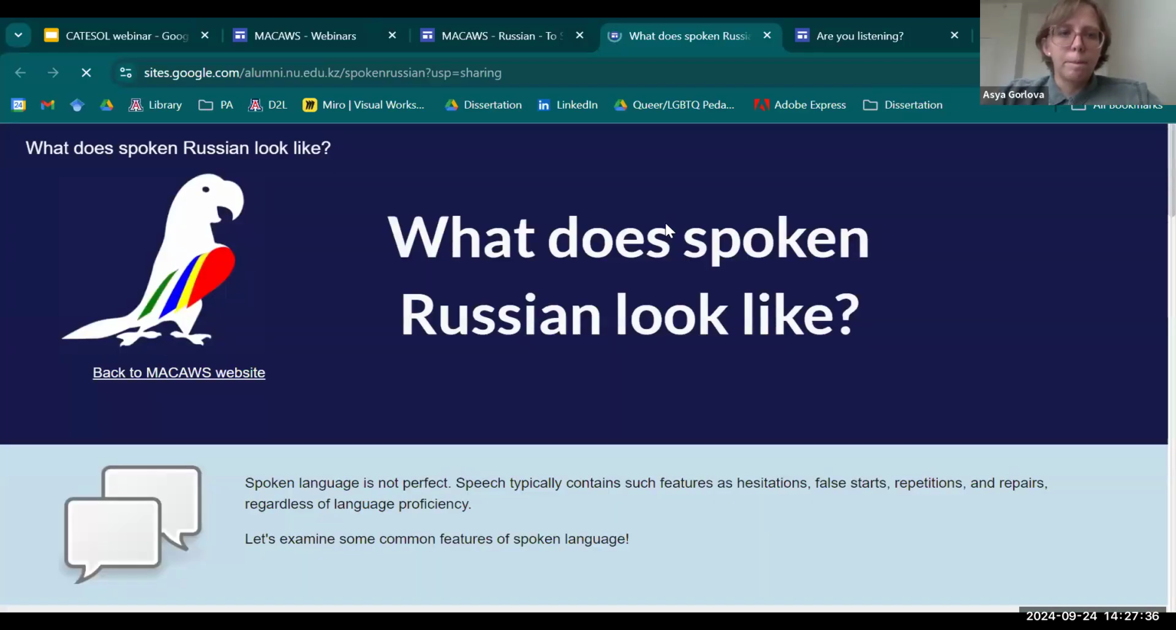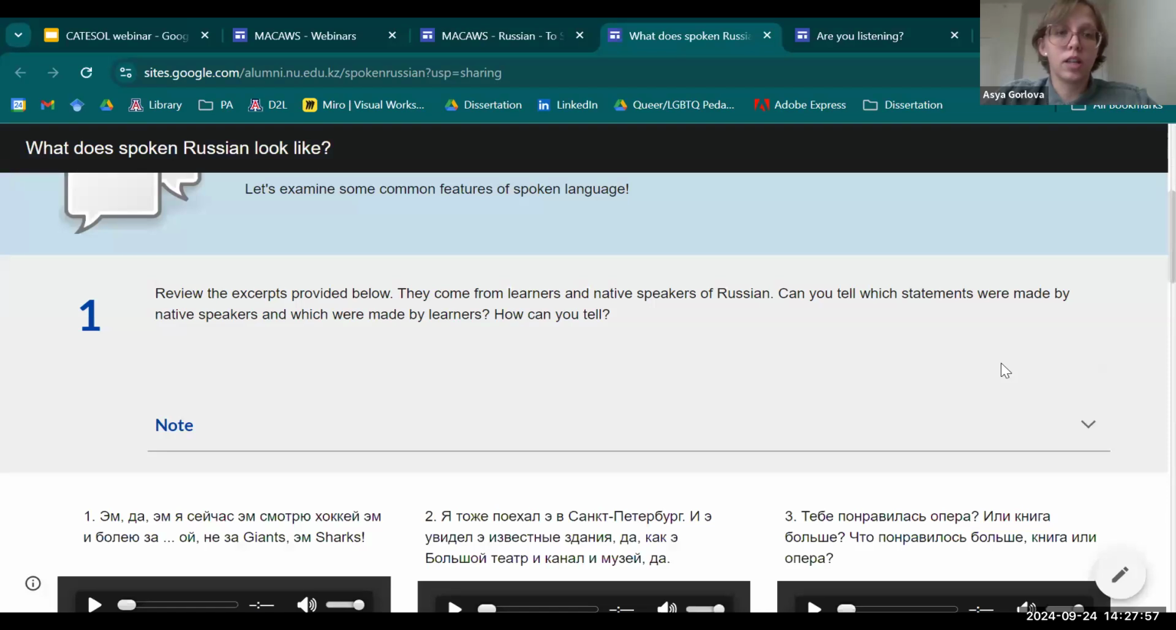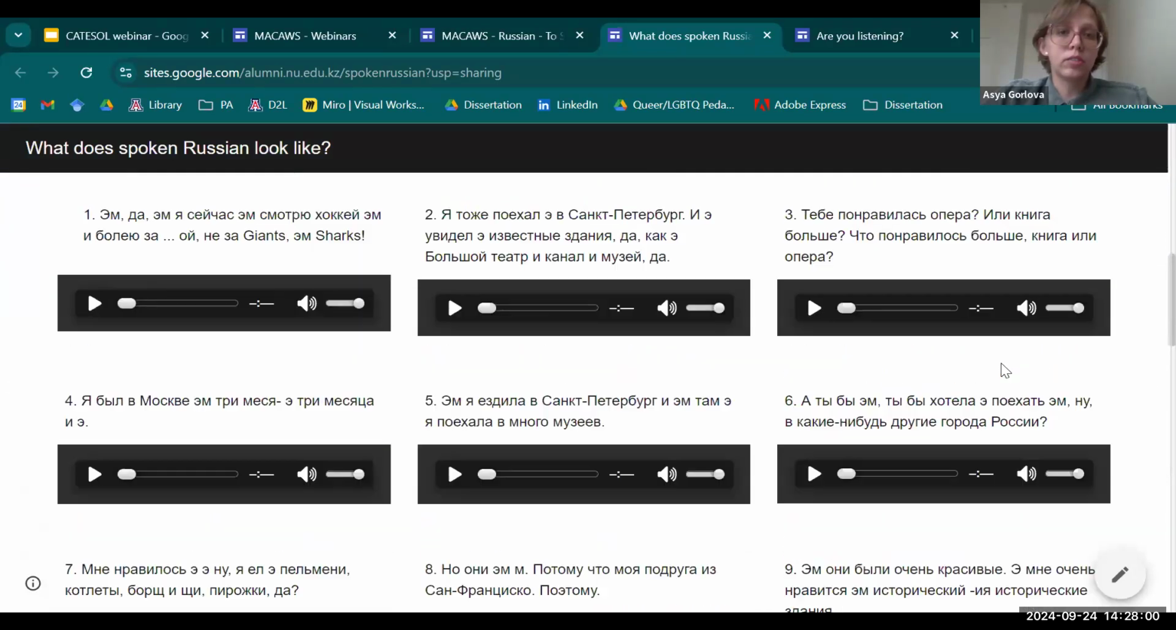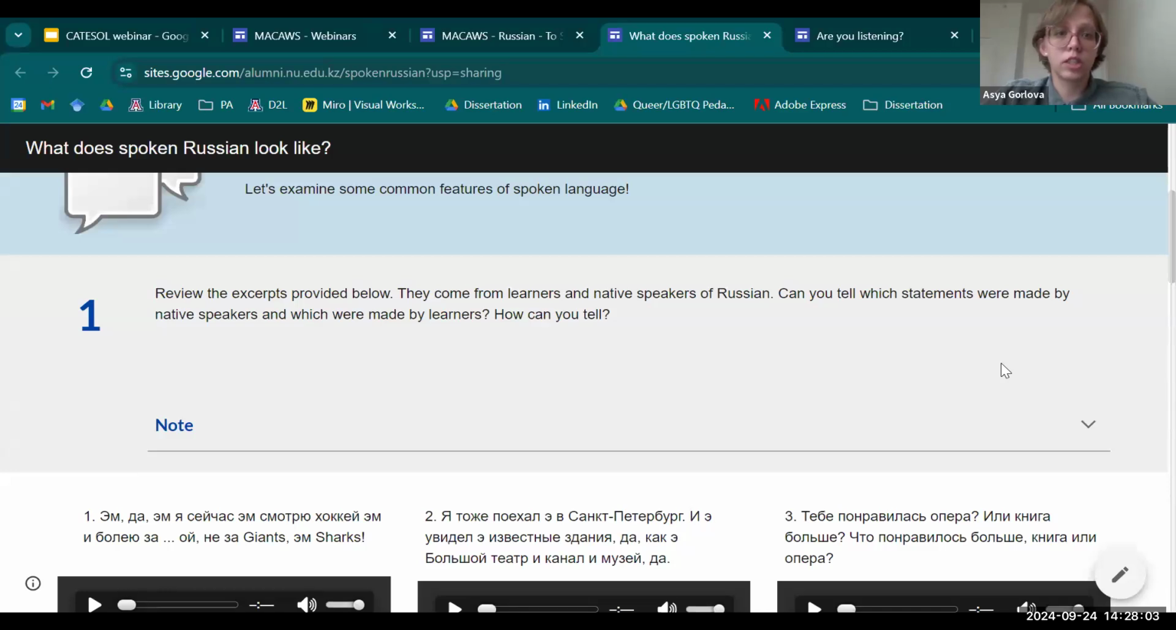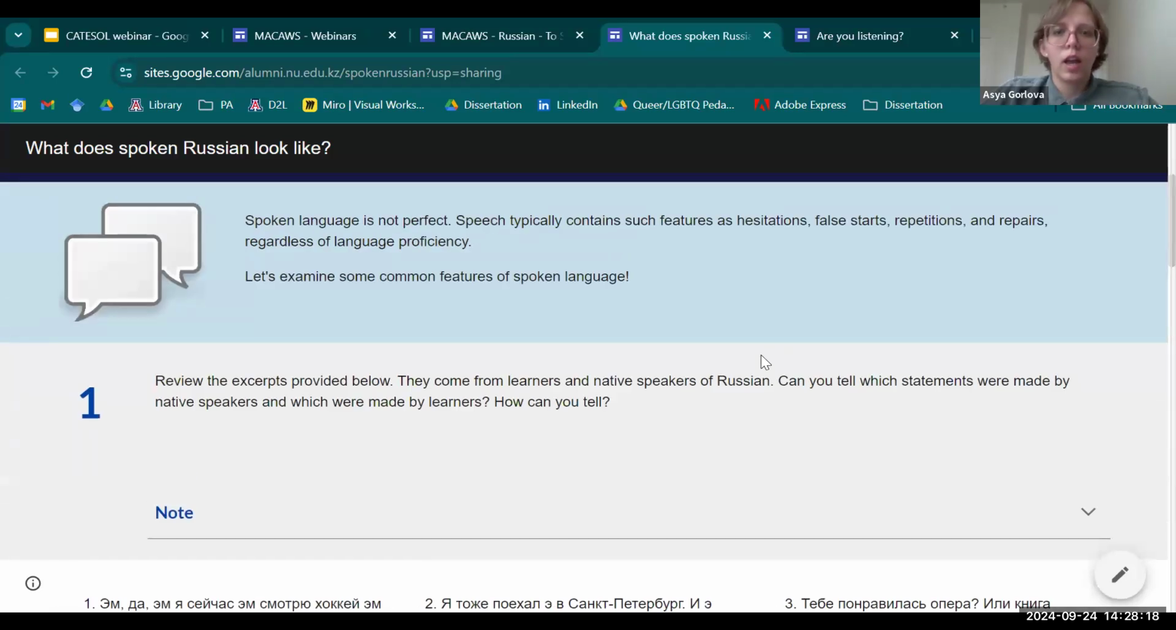So as with our other activities, this activity is designed on a Google slide, and it starts with the premise that spoken language is not perfect, and speech in any language contains a lot of hesitations, false starts, repetitions, repairs, regardless of language proficiency. And then students are asked to examine several excerpts from conversation, from a variety of texts. Some come from learners, some come from native speakers of Russian, and they can read and also listen to those texts.